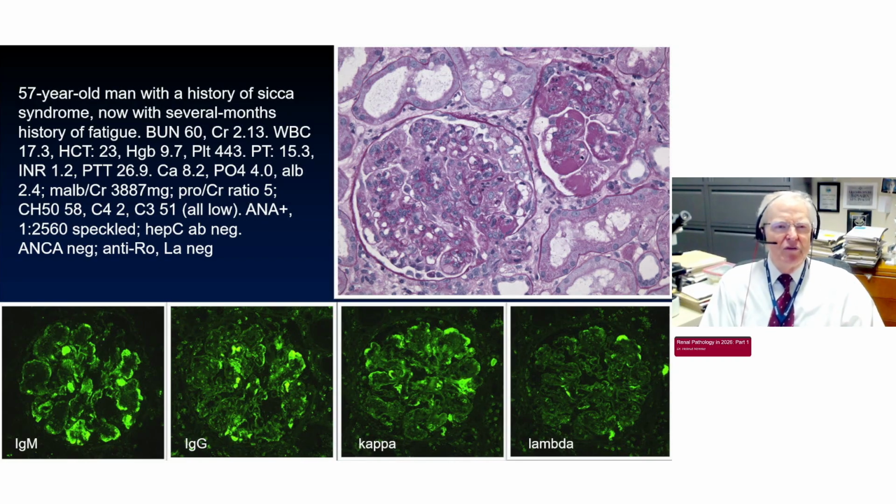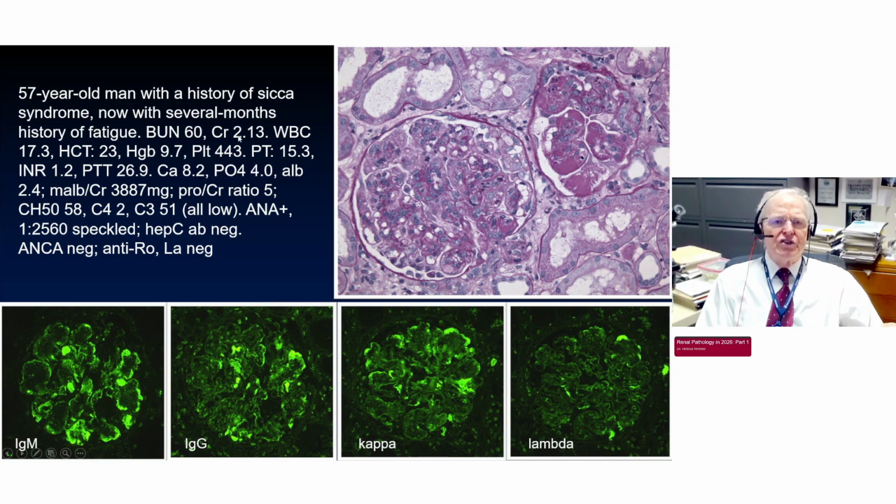This is a 57-year-old man with a history of Zika syndrome, now with several months of history of fatigue, and you can see a creatinine of 2.13 and an active sediment. The ANA is positive in a speckled pattern, and the antibodies against hepatitis C are negative. The ANCA is negative. Anti-Ro and La are all negative.